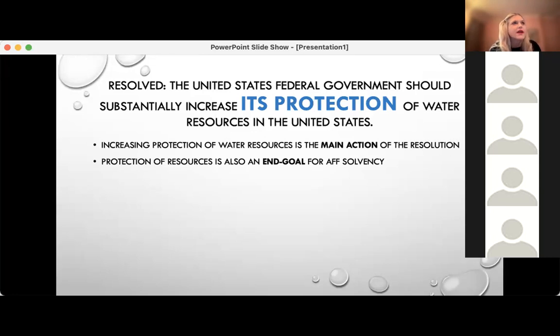And we can't just say, wouldn't it be great if all the water was protected, but not talk about how we would protect it. We need to get from point A to point B in terms of actually protecting those resources. We need a method. So the solvency needs to be up for debate.